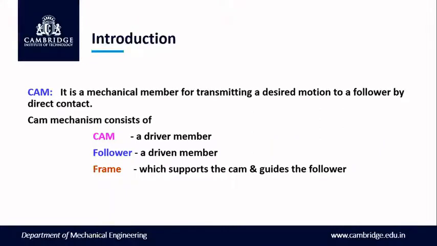A cam is a mechanical member for transmitting a desired motion to a follower by direct contact. We can see there will be direct contact between cam and follower. The simplest cam mechanism consists of a cam, a follower, and a frame, out of which the cam will be the driver member, and the follower will be the driven member. The frame just supports the cam and guides the follower.